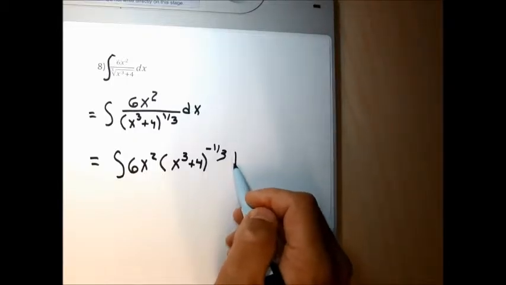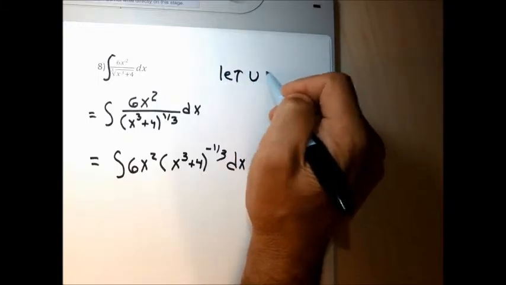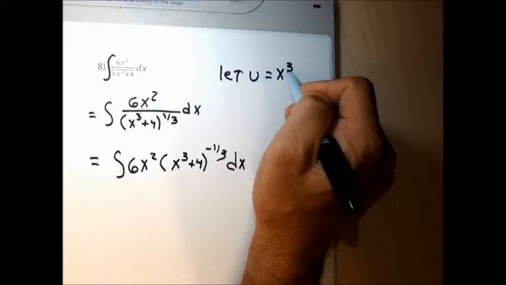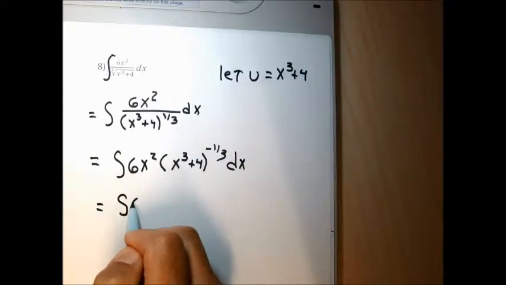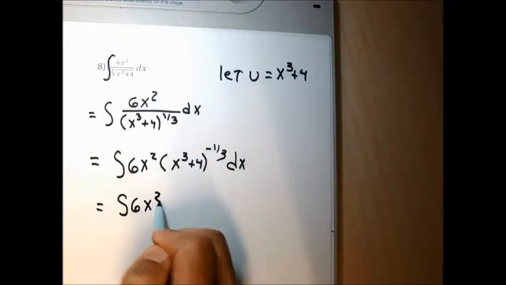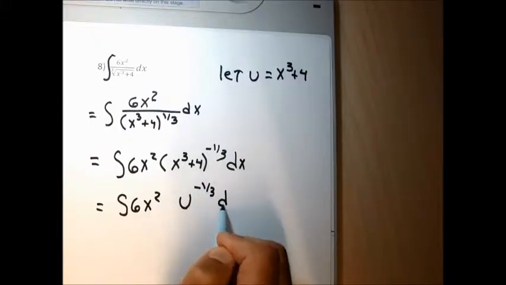And now I can do the u part of this. So I'm going to let u equal x cubed plus 4. That allows me to rewrite this problem as 6x squared u to the negative 1/3 dx.